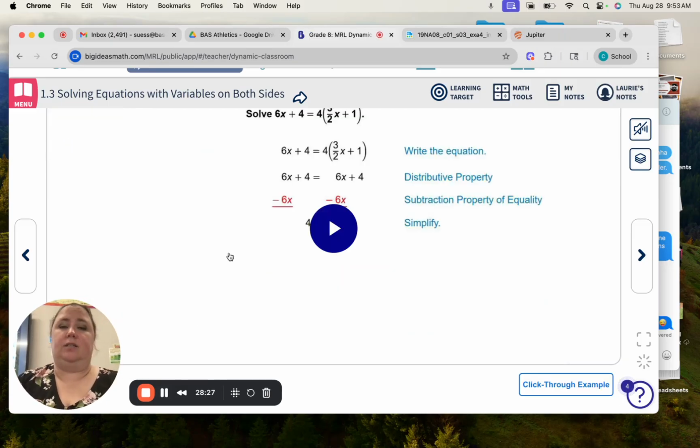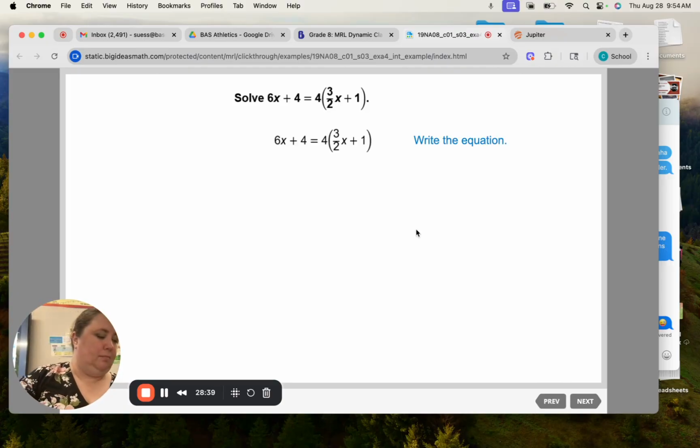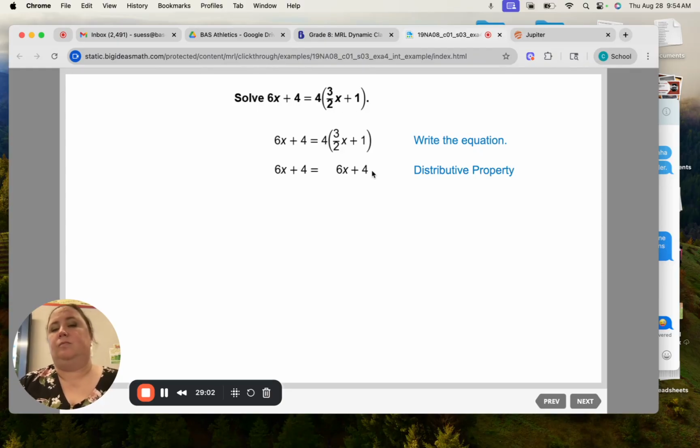All right, so this is example 4. What is our very first step? Write the equation. Excellent. What's our next step? Julie. You times 4 times 3 over 2. Yep, distributive property. So 4 times 3 halves and also 4 times 1. What does that give you? 6x plus 4.